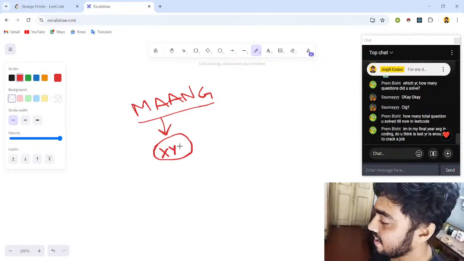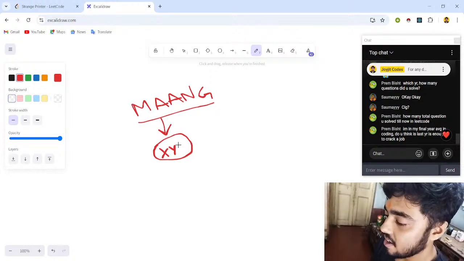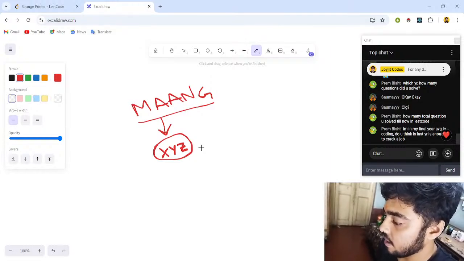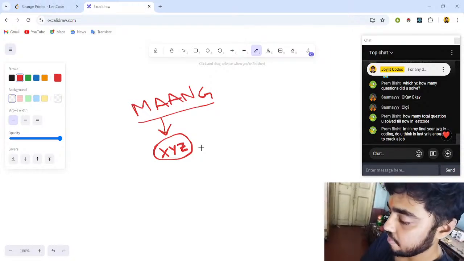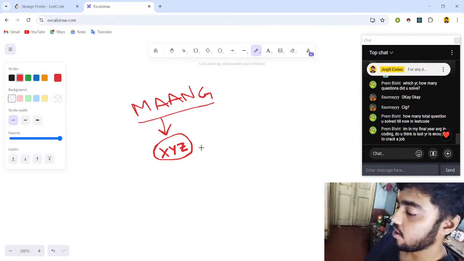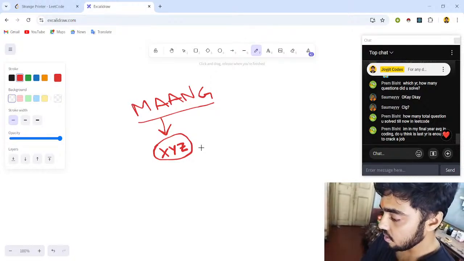I am in my final year, average in coding. Do you think last year is enough to crack a job? More than enough. I started coding in the beginning of third year, but by the end of third year, seniors were calling me saying, come code this, help us out. ठीक है. So it's like that.